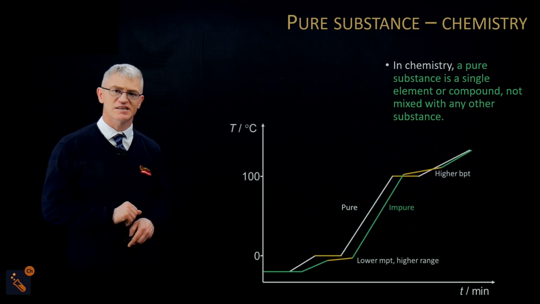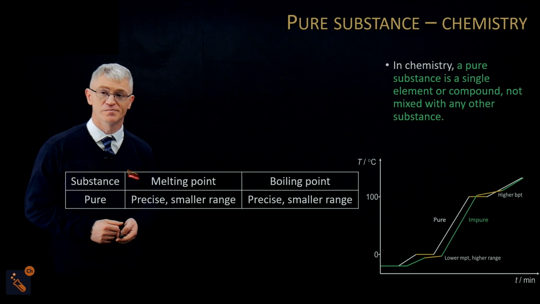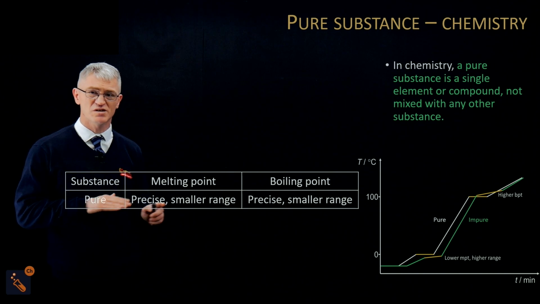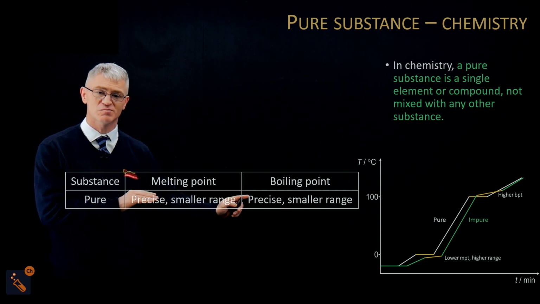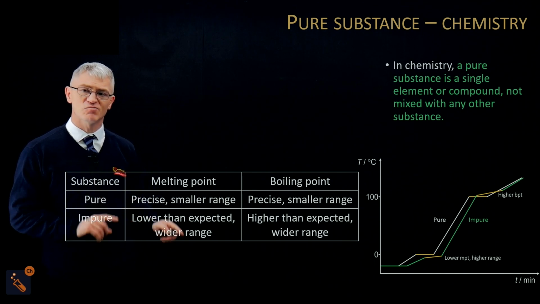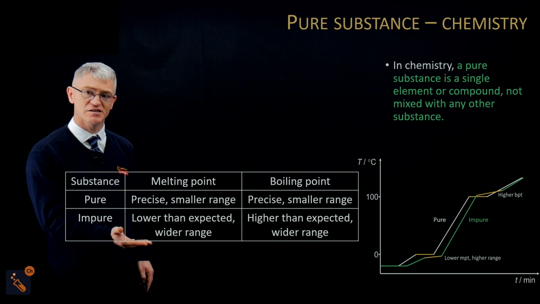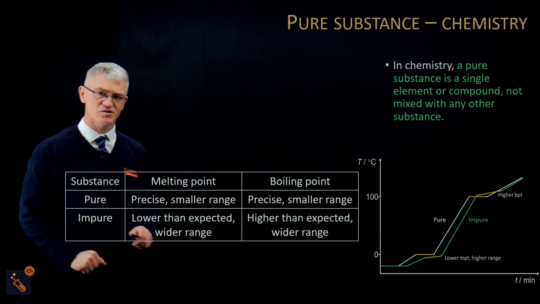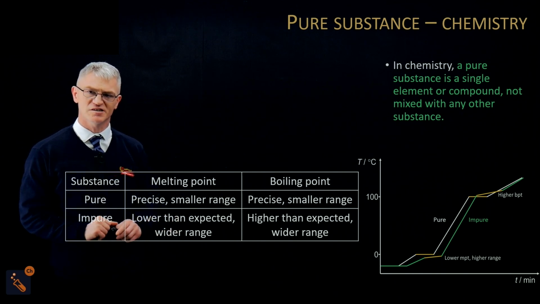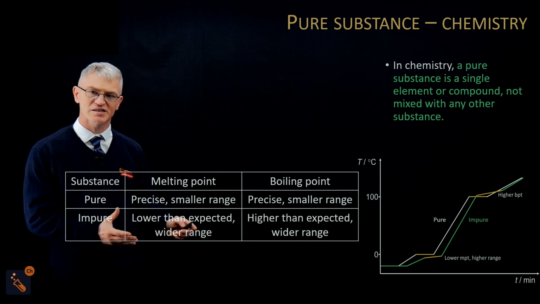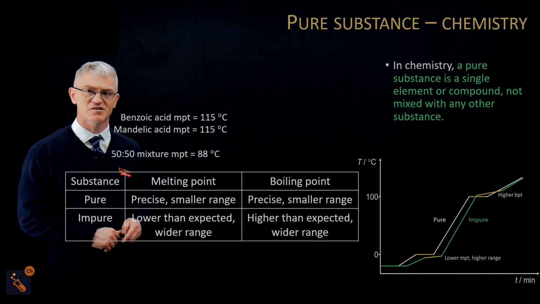Now, if that's the case, let's get this out of the way and have a look at an actual example. So remember, our pure substance has a precise melting point. Water's melting point is 0, and its boiling point is precise, it boils at 100 degrees. And with our impure substance, we have lower than expected and a wider range for our melting point. And we have higher than expected and a wider range for our boiling point. So impure, worth repeating, lower than expected. If you mix two substances or 3 or 4 together, you're going to expect the melting to be lower than expected. So let's look at an example.